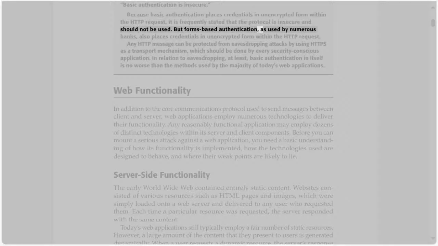But forms-based authentication, as used by numerous banks, also places credentials in unencrypted form within the HTTP request. Any HTTP message can be protected from eavesdropping attacks by using HTTPS as a transport mechanism, which should be done by every security-conscious application. In relation to eavesdropping at least, basic authentication in itself is no worse than the methods used by the majority of today's web applications.